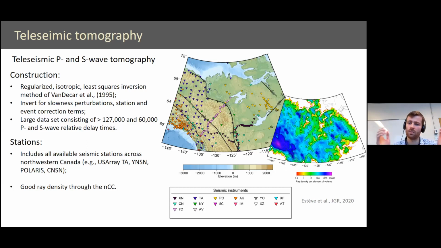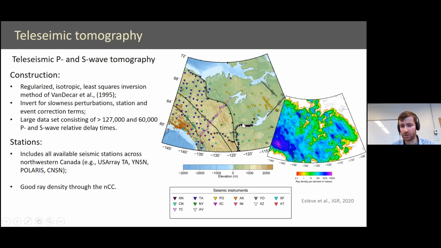And so we obviously use all available stations, as you can see on this map here, including all the USArray TA stations. So they are in dark blue here across Yukon and Alaska, YNSN stations in green, that's Pascal stations.